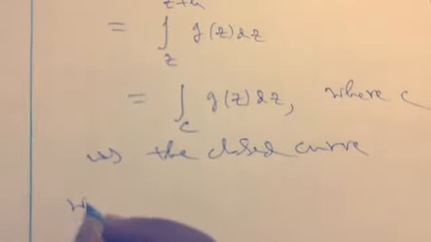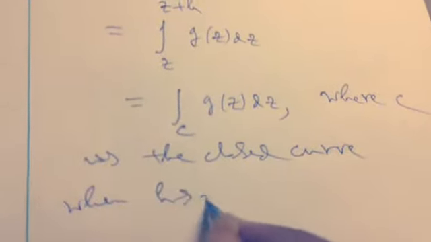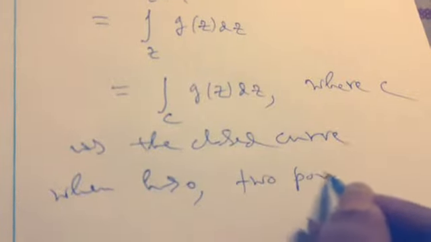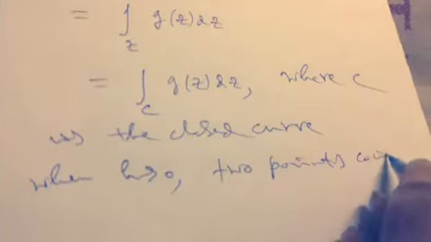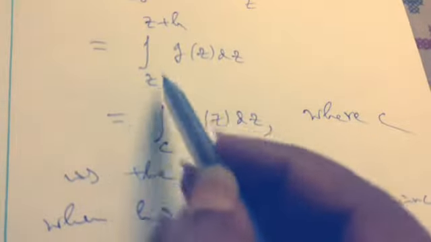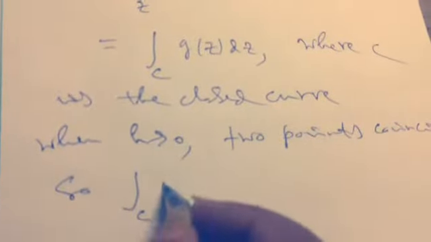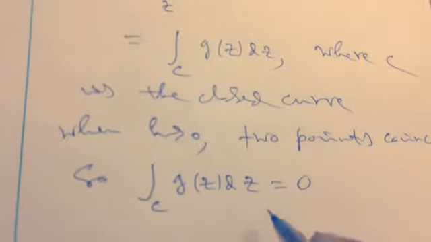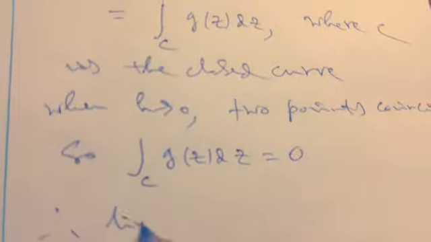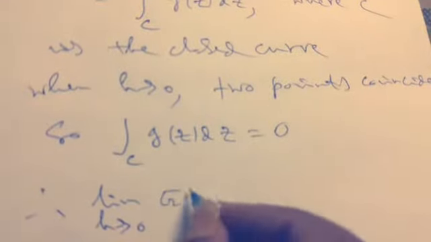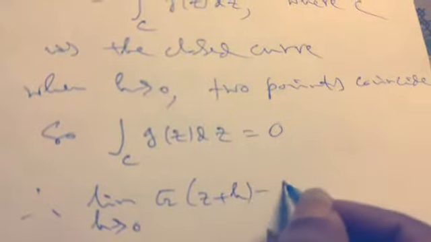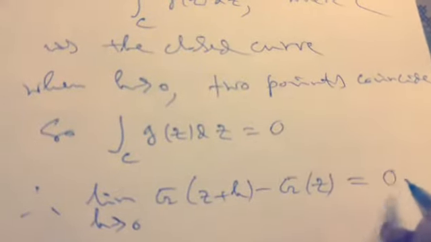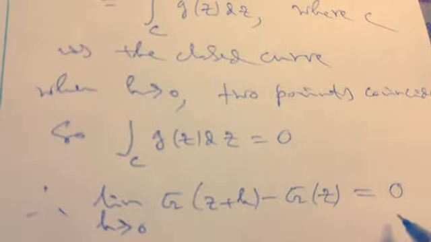And when h tends to 0, the two points coincide, z to z coincide simply as h tends to 0. And so the integral over C of g(z) dz equals 0, and therefore we can say the limit as h tends to 0 of G(z+h) minus G(z) must be 0. We are writing in this manner.